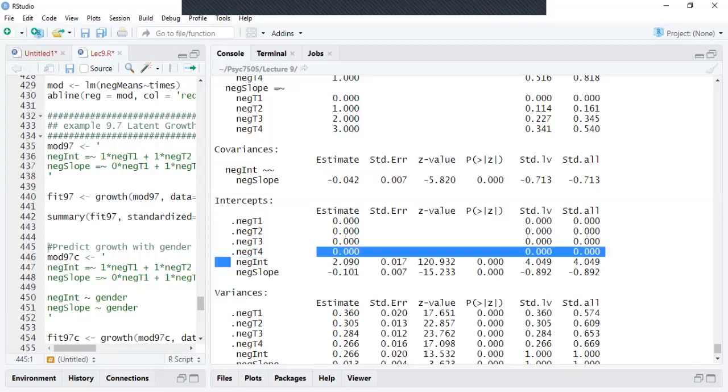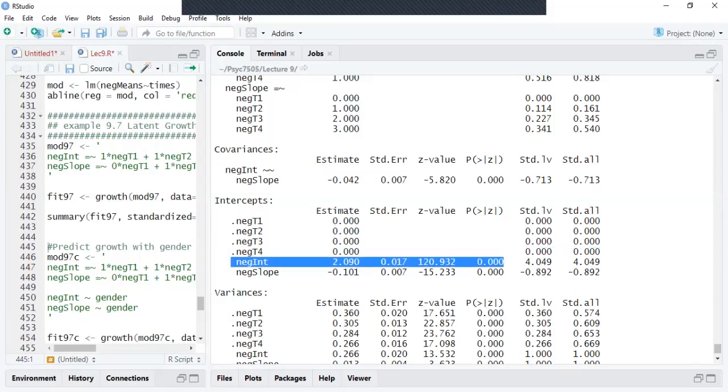So this mean intercept is saying what is the average score at time 1. When time equals 0, when the slope equals 0, the average score at time 1 is 2.09. And with the p-value, we can see that's significantly different from 0. For the negative slope, for every 1 unit increase in time, how does negative affect change?